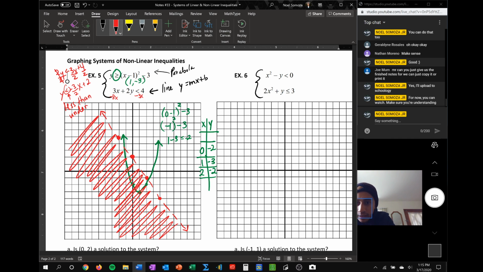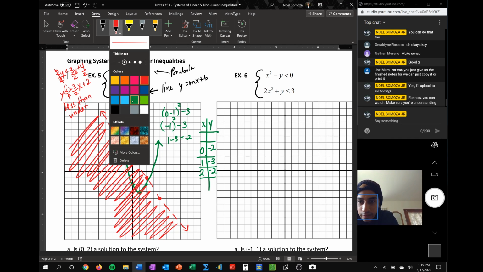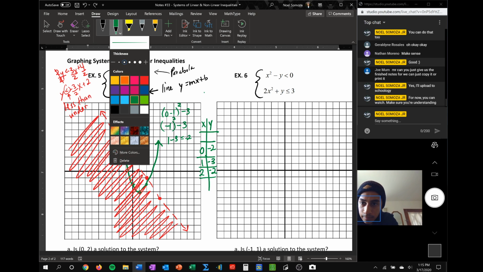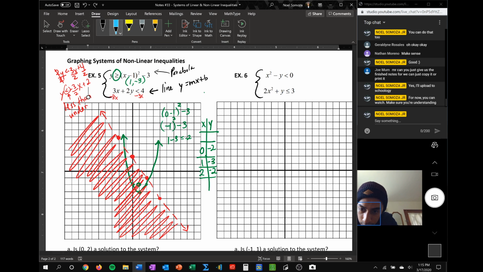Now for the green parabola, we need a test point. Go ahead and pick the point that's right above the parabola, the vertex. So if the vertex was at 1, negative 3, go to 1, negative 2. Try this point right here. Let me actually do a different color. Let's go with blue. We're going to use this as a test point.